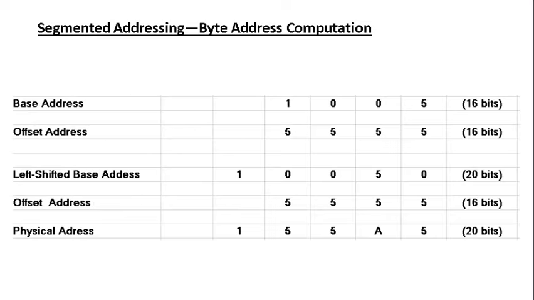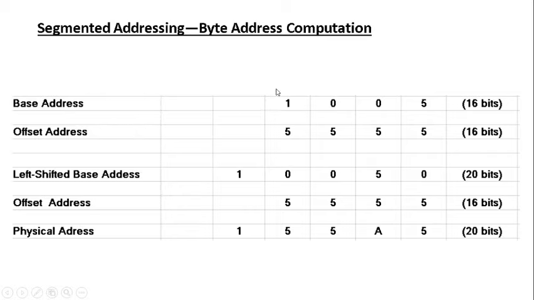They do a scheme like this. I have shown an example taken from your textbook. Suppose your code segment base register contains the value 1005 in hexadecimal. It is a 16-bit address. And your offset register, the IP register, contains the value 5555. Again, it's a 16-bit value. Now we need to find out the 20-bit address corresponding to the addresses stored in the CS and IP.